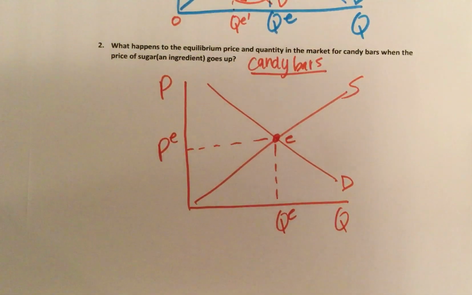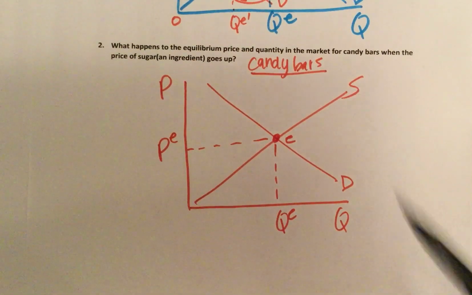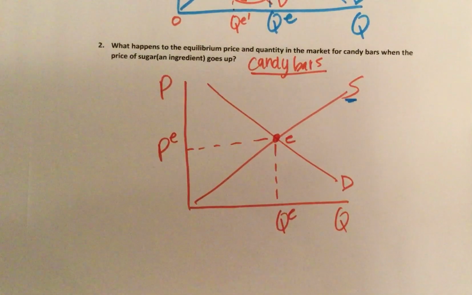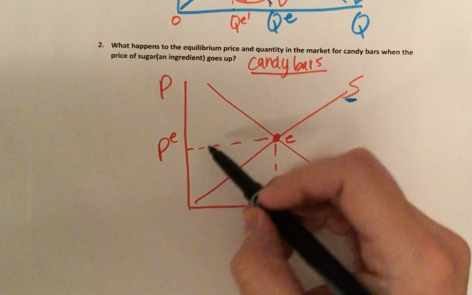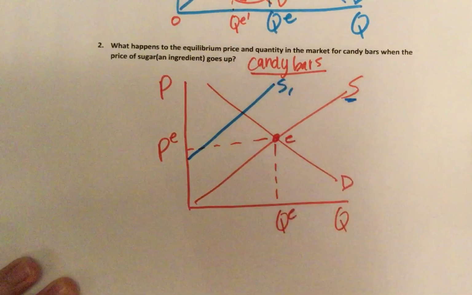So sugar is an ingredient that tells me that's a factor of production. An input is something that you use to produce something else. That's going to affect the supply curve. So if the price of sugar has gone up, then as a producer of candy bars, I'm not going to be able to buy as much sugar. I'm not going to be able to produce as many candy bars. So the supply of candy bars is going to shift to the left.